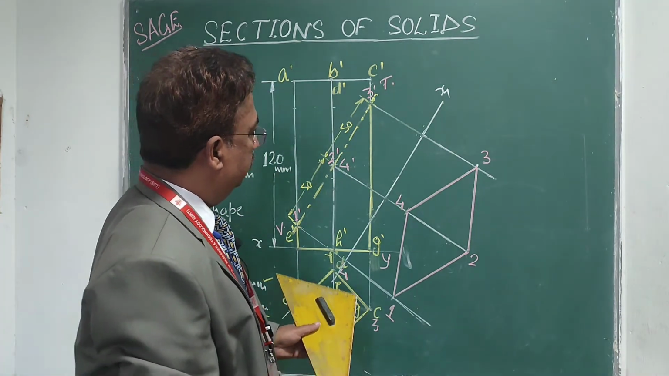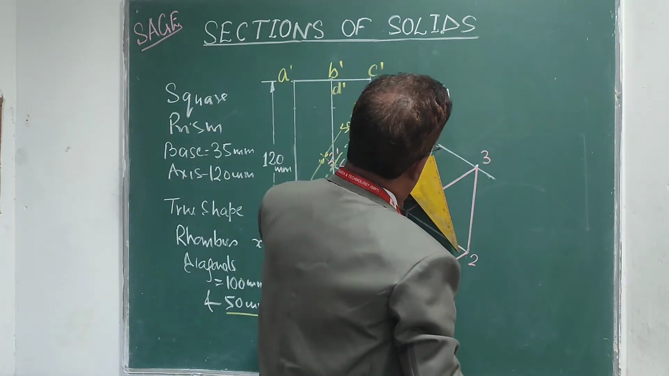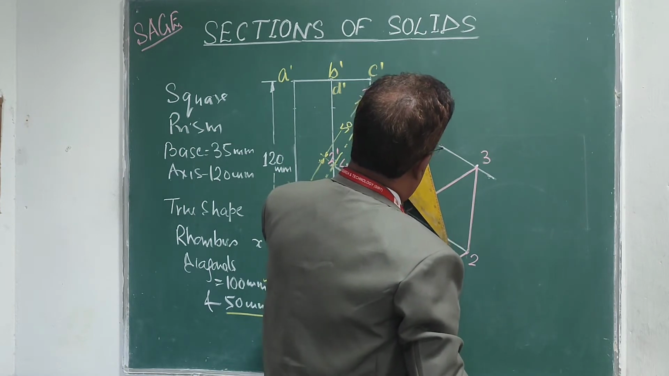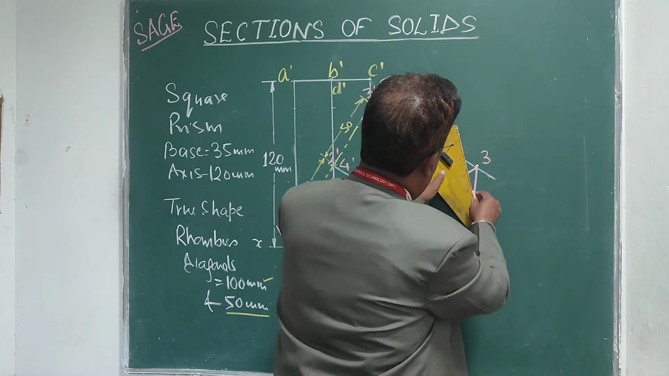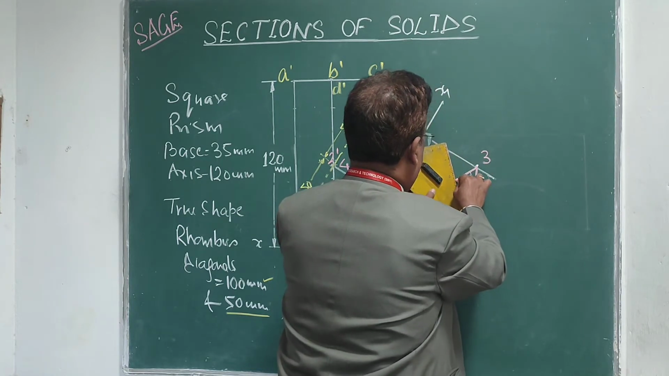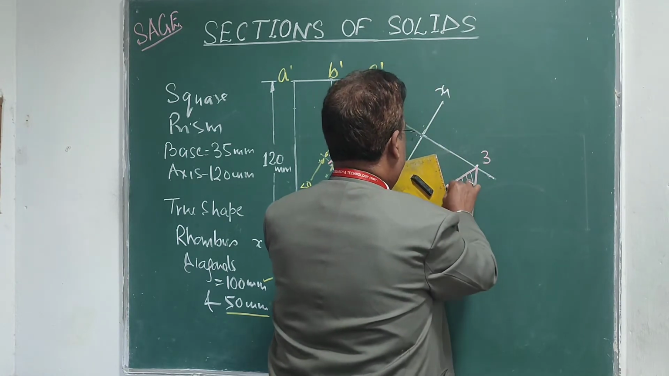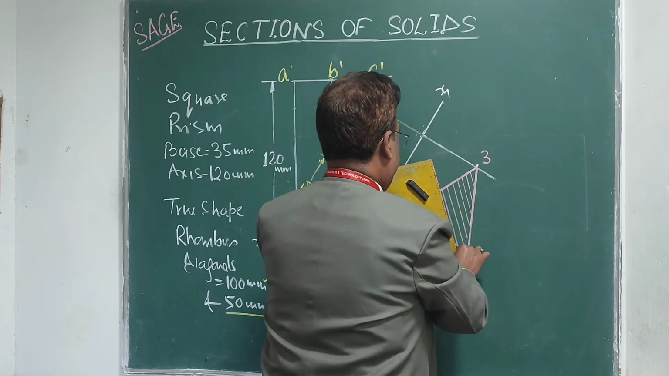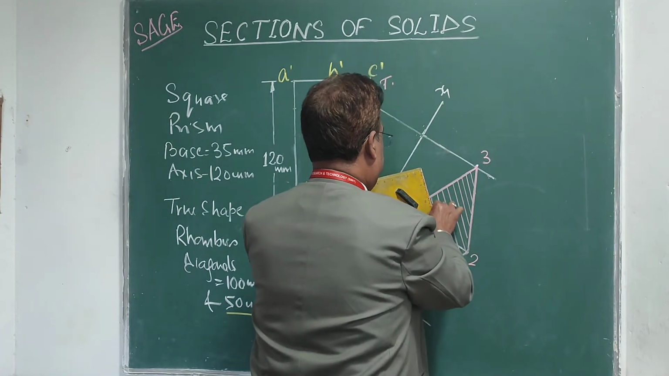Now draw section lines, equally spaced, inclined 45 degrees to the new XY.